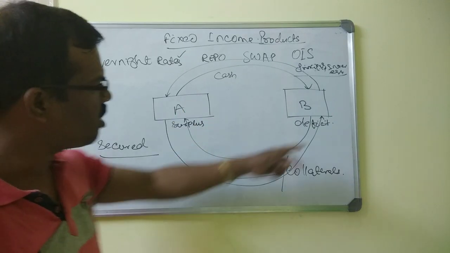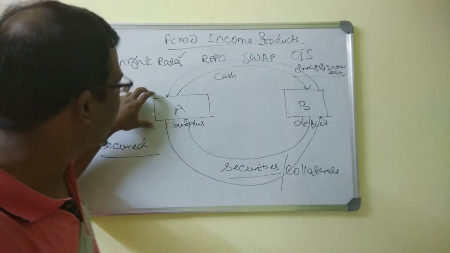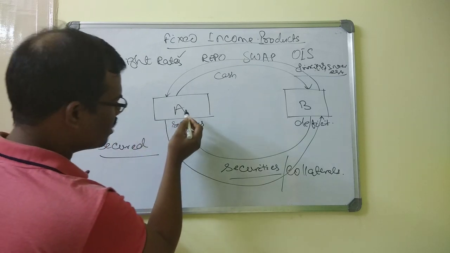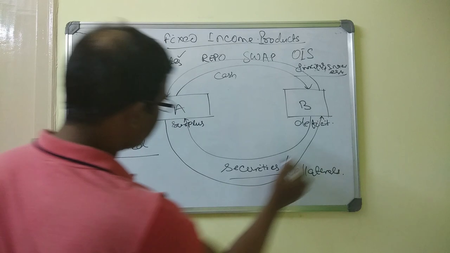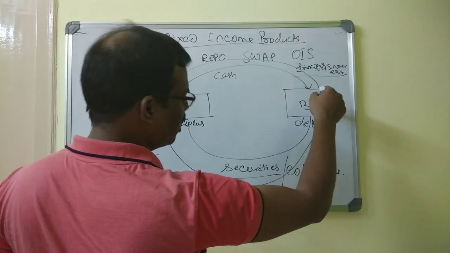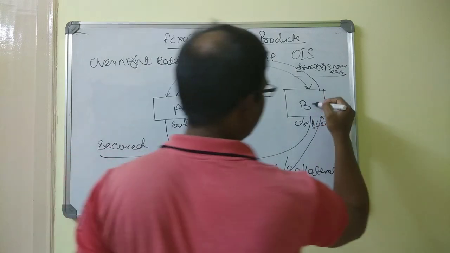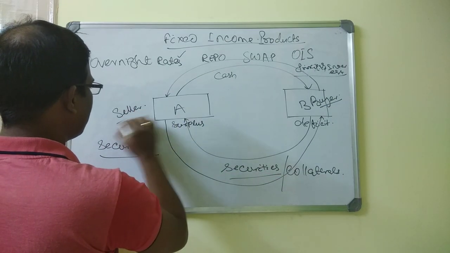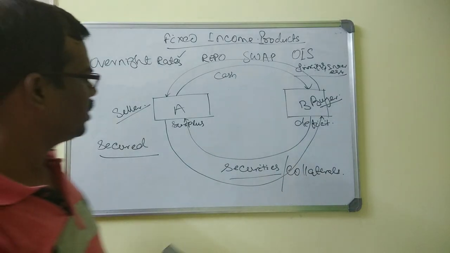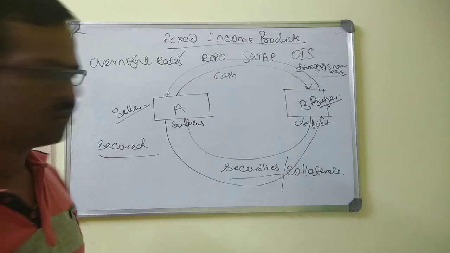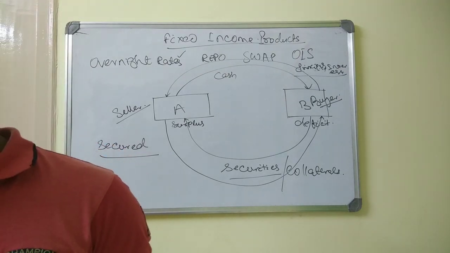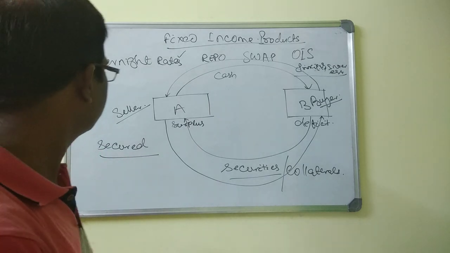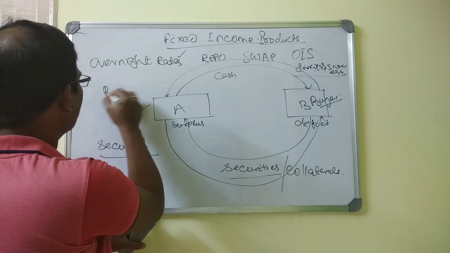So most of these are repo transactions, and this is a complete repo transaction. Who is transferring? B, in our case in the first leg, is transferring the promise to buy them back. So B becomes the repo buyer, and this is the repo seller. So this entire transaction is called repo.